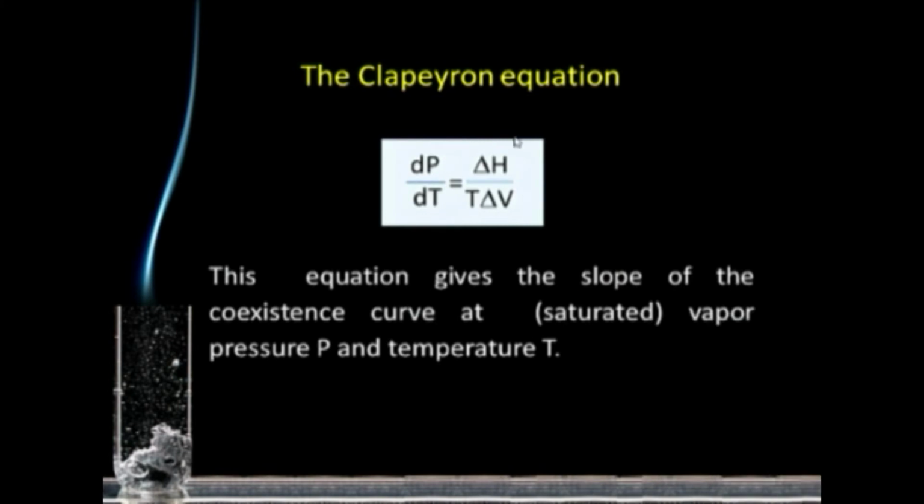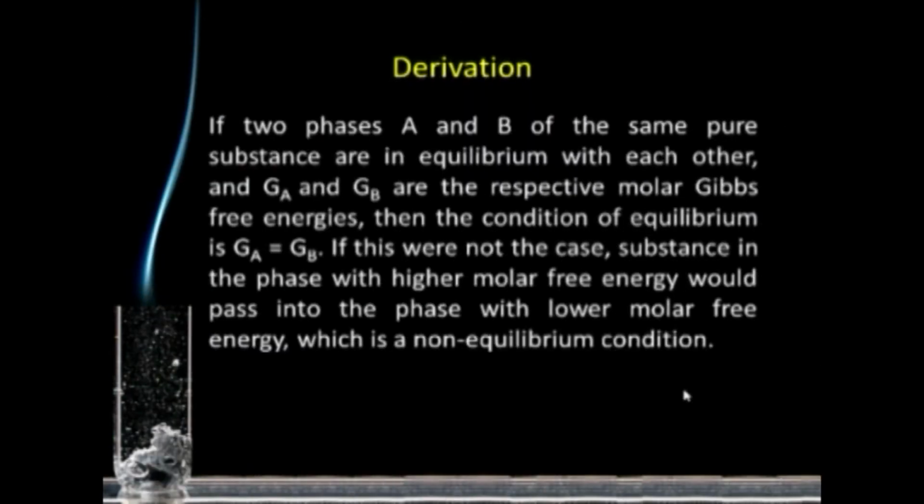This is the equation called Clapeyron equation. dP by dT is equal to delta H by T delta V. You are familiar with the terms involved in this equation. This equation gives us the slope of coexistence curve at the saturated vapor pressure P and temperature T. Let us do the derivation part of it.